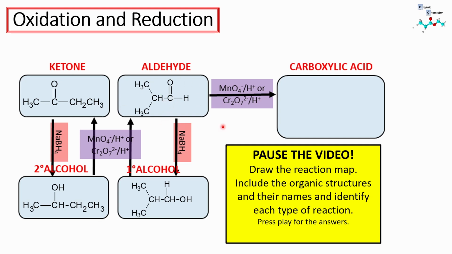It can do one more step. It can be oxidized by one more step to the carboxylic acid. It will keep the same framework. The only difference will be it will now be a carbon double bond oxygen and an OH, and produce the carboxylic acid. And this is a summary of oxidation and reduction reactions we need to know for level 3 organic chemistry.